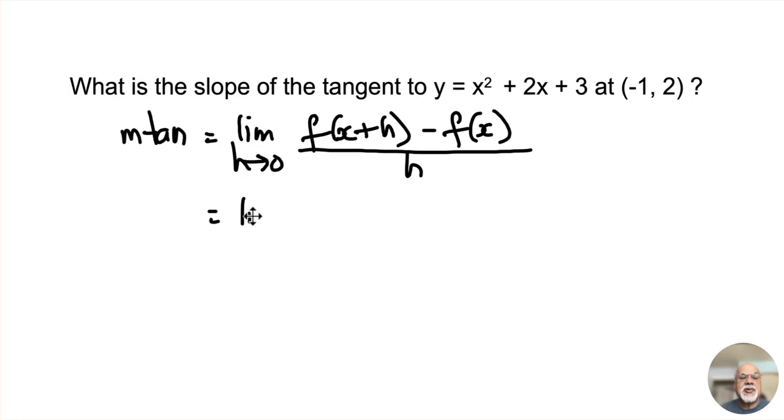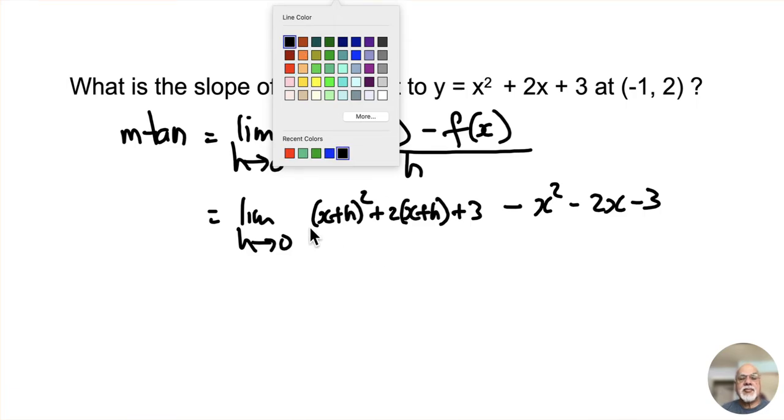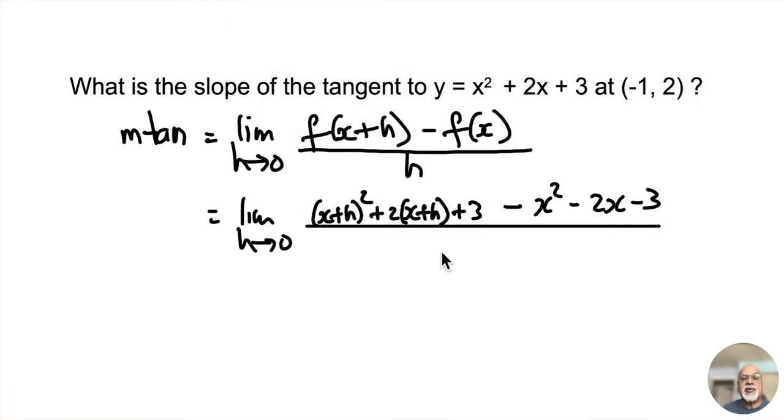So this becomes the limit as h goes to 0 of x plus h squared plus 2 times x plus h plus that 3. And then we're subtracting f of x, which is subtracting all these 3 terms. So that's minus x squared minus 2x minus 3, all over h. I'm going to pause the video here, or you should pause the video here, and try and see what this turns out to be on your own.